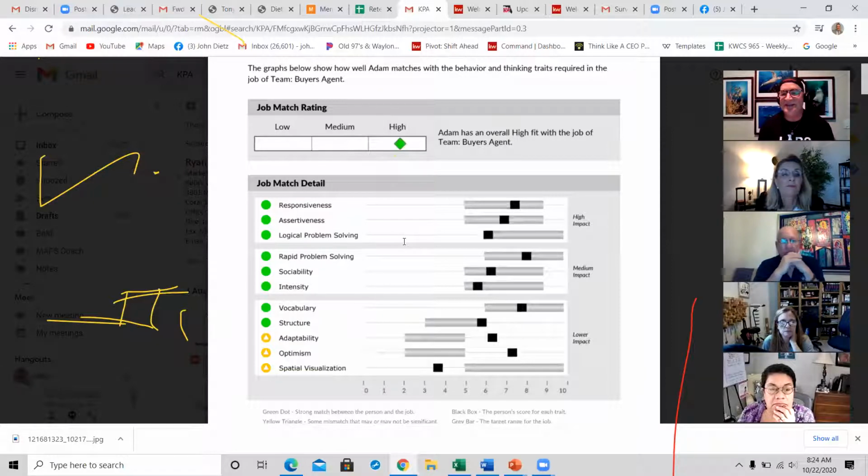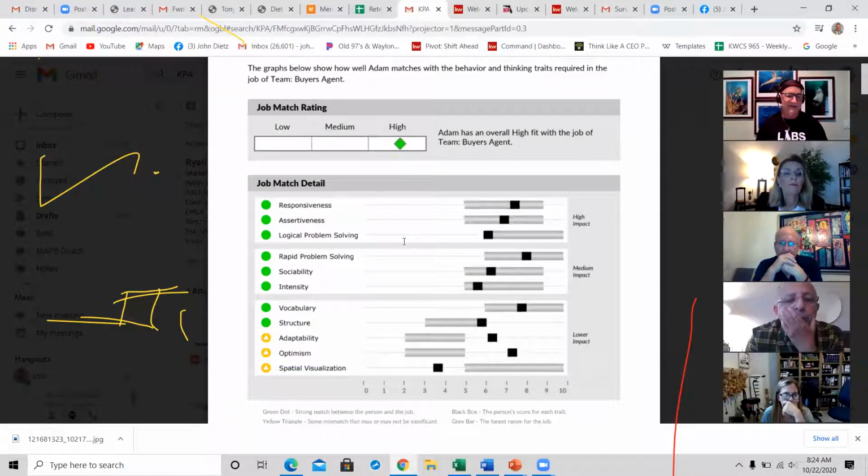Is that necessarily something we're looking for in an administrative assistant? Do I want an administrative assistant who's super high with intensity? Not necessarily, because I'm going to get a lot of, that's not the right way to do it. I think my way is better. Well, I'm sorry, I'm hiring you. So I need you to be really, really high on structure. I need you to be really, really high on adaptability. 100%. Yeah.